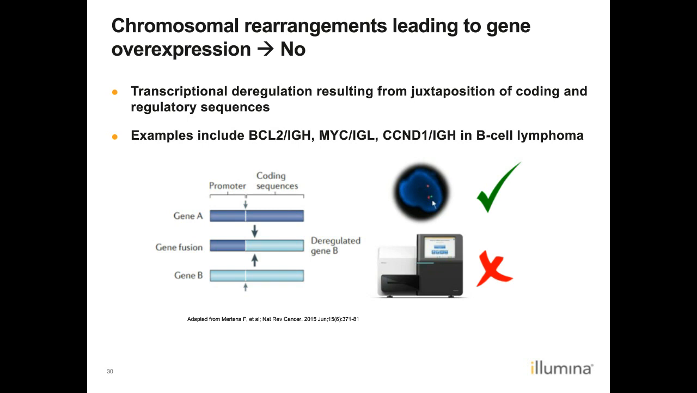A very important thing to note is that these constructs are not expressed. Only the upregulated gene is expressed, and because there is no chimeric mRNA, such rearrangements should be investigated on the DNA level using methods such as FISH or karyotyping rather than on the RNA level. So in this case, RNA-seq is not a viable option.